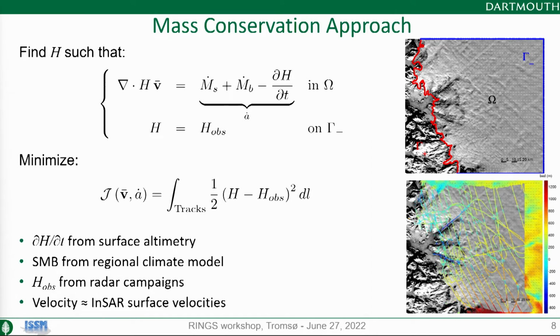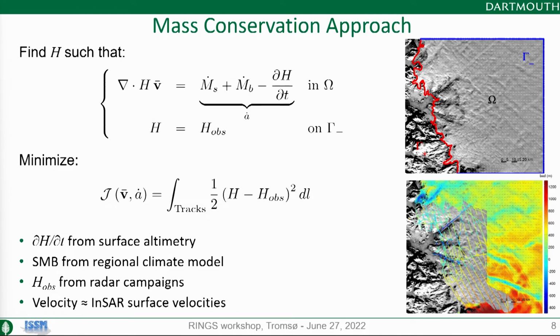If you know the ice thickness here, and if you know where the ice is going, you can propagate that forward and determine what the ice thickness should be all the way to the ice front. So that's on paper. In practice, there are regions where it doesn't work so well.